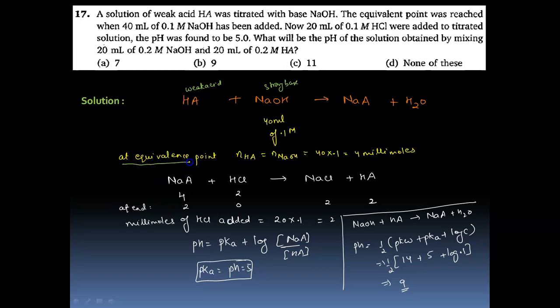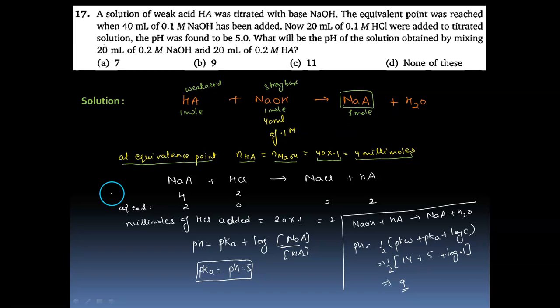Now what happens at the equivalence point? The number of moles of acid should be equal to the number of moles of base. That is 40 into 0.1, 4 millimoles. So we had added 4 millimoles of HA and 4 millimoles of NaOH when the equivalence point was reached. And we know from the stoichiometry that 1 mole of HA reacts with 1 mole of NaOH, so the amount of salt formed is also the same. So we had 4 millimoles of NaA salt formed when the equivalence point was reached.